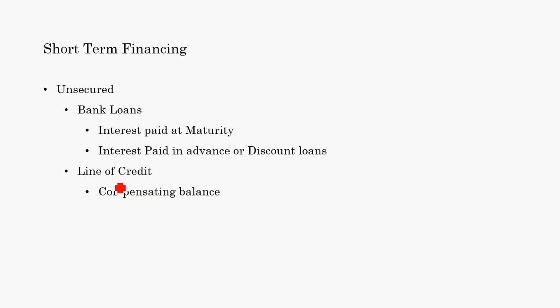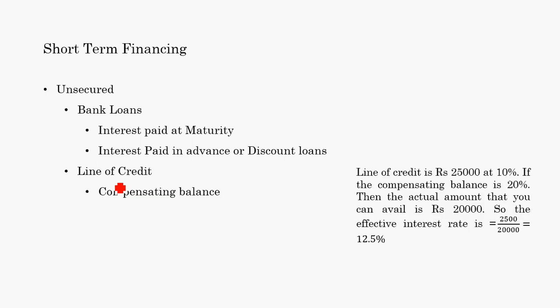Another important aspect of the line of credit is what you call the compensating balance. Compensating balance is the amount which the company always has to maintain with the bank. Now let's take an example here. Let's say the line of credit of 25,000 rupees is offered at 10% interest rate.